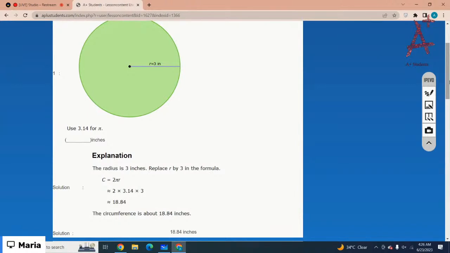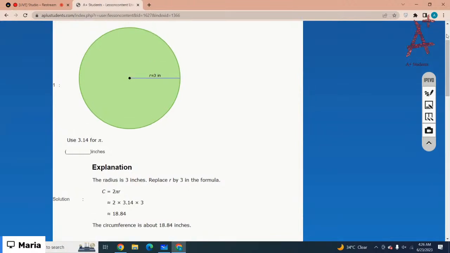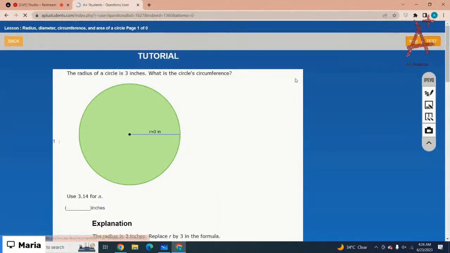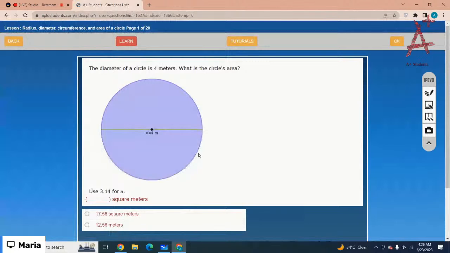Okay, let's just start with the test questions. Okay, the diameter of the circle is 4 meters. What is the circle area? You have to calculate the area of the circle, you are given the diameter.